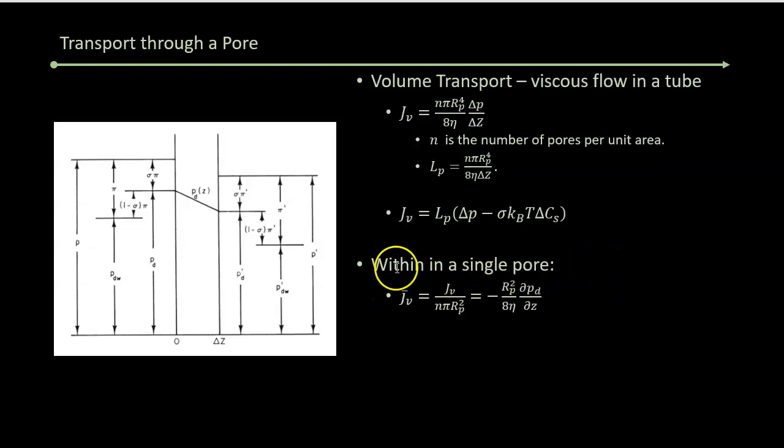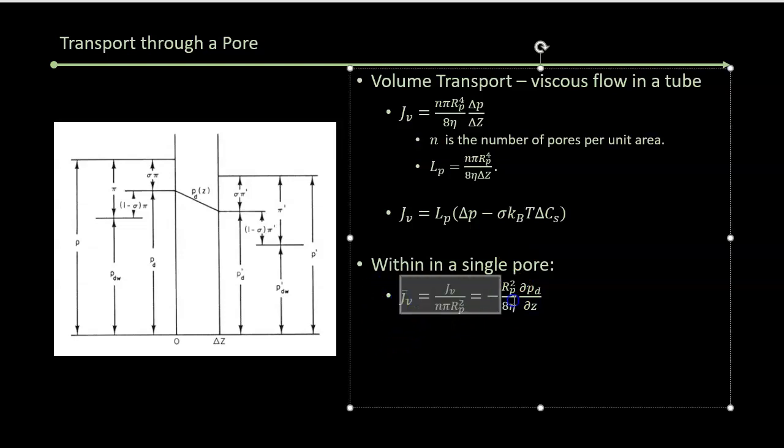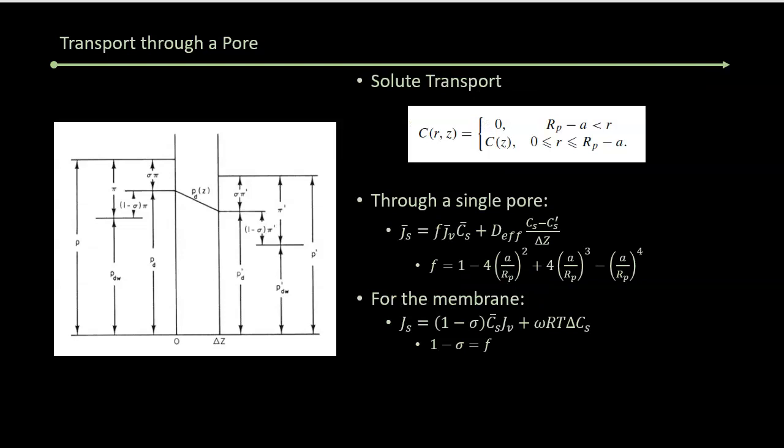And if we look within a single pore, we get exactly what we expect out of viscous flow through a tube, right? If we look at solute transport, we have to keep in mind that the solute has some size, and so the whole pore is not available to it, right? And so the solute has to be within some subvolume of the pore.